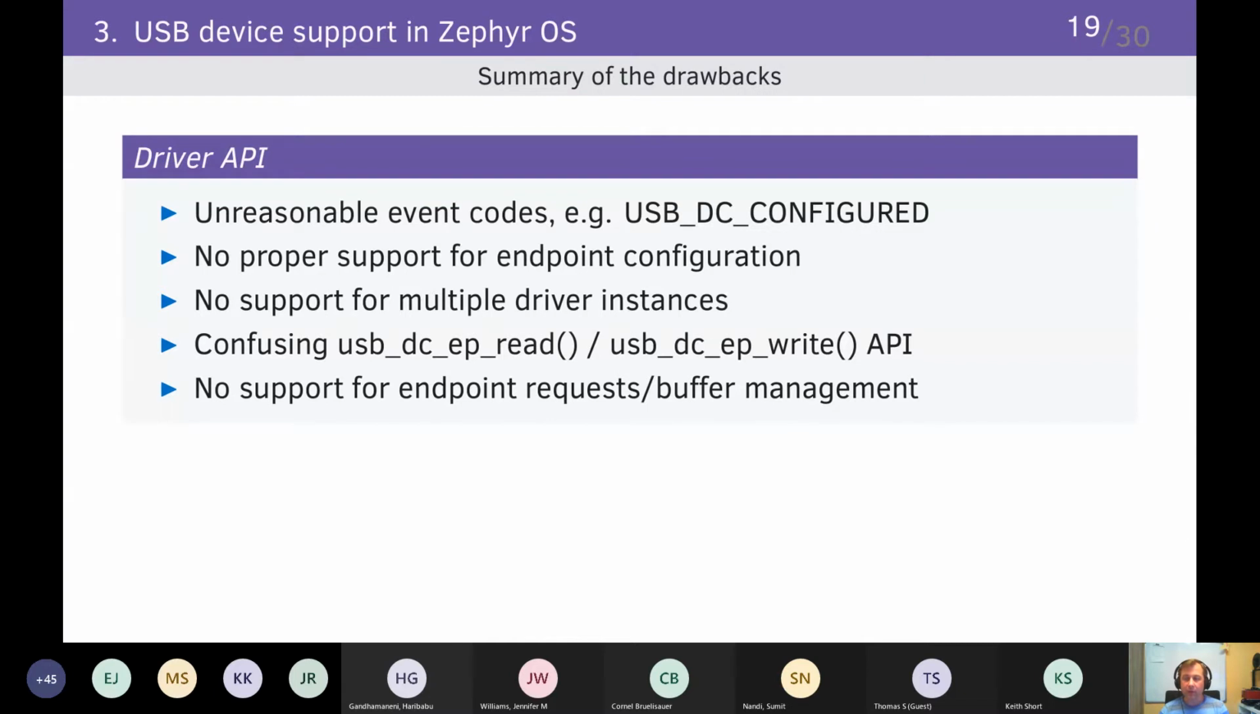We have confusing API names like endpoint read and endpoint write. Endpoint stall and endpoint clear stall are a bit wrong because it's always a halt. The stall is the handshake that the device returns to the host. And we do not have proper support for endpoint request management and buffer management.